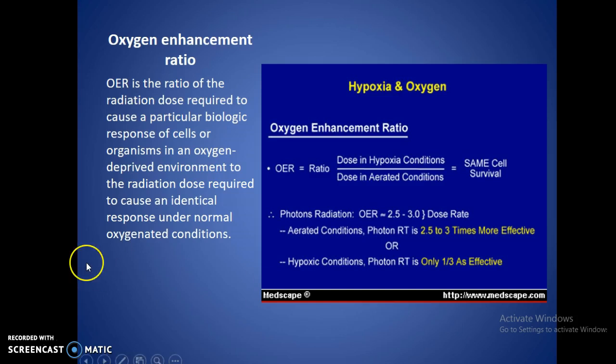Oxygen enhancement ratio. This is basically an experiment done when you have aerated conditions versus when you remove the air, which gives you a hypoxic condition. So it's another experiment to figure out how effective radiation will be under those conditions. In an aerated condition, photons are 2.5 to 3 times more effective, or in a hypoxic condition, only 1/3 as effective. If you have a registry question that talks about a ratio, they're almost always talking about oxygen enhancement ratio.